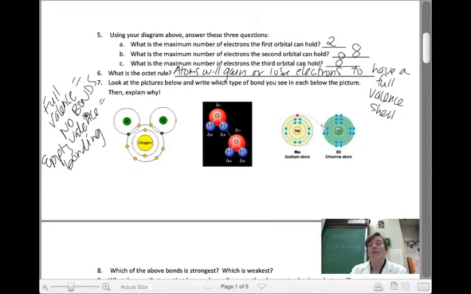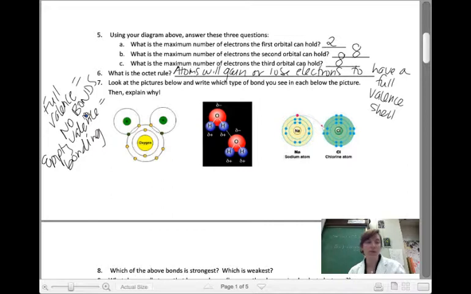If atoms have that level full, they're not going to make bonds. If they have space in that outermost level, they're going to be looking to either share electrons to make a covalent bond, or they're going to be gaining and losing to make an ionic bond. So valence electrons are really important when we talk about the behavior of atoms.